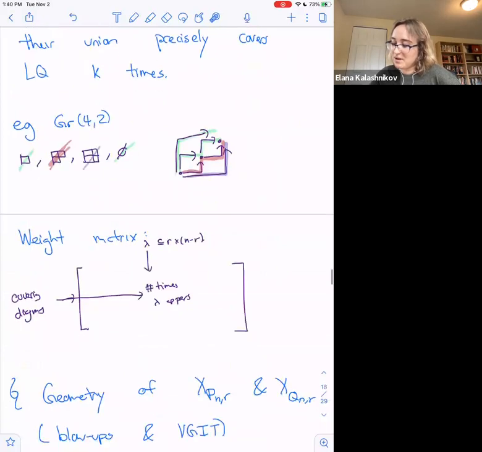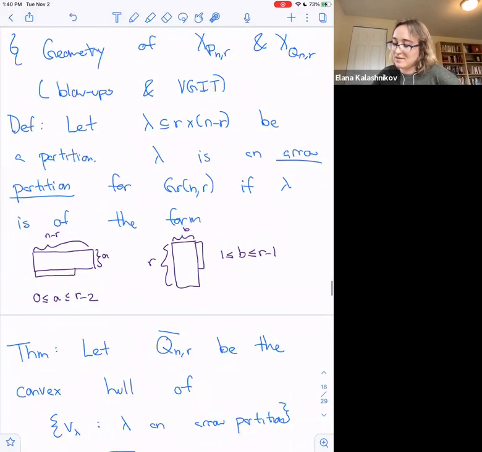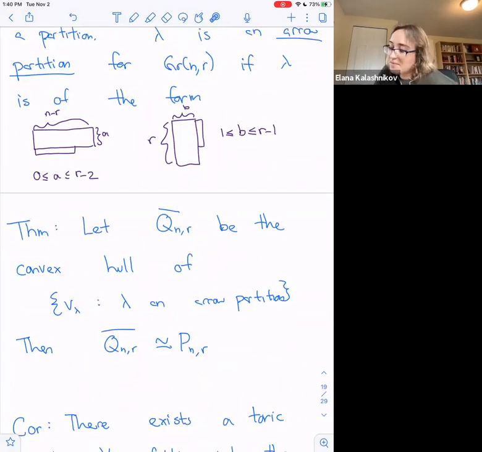And so the theorem, which is why they are special, says the following. Let Q_{n,r} bar be the convex hull of the lambda when lambda is an arrow partition. So you look at all of Q_{n,r} and you forget all of the vertices which aren't indexed by arrow partitions, and what you get left is exactly isomorphic to the Gelfand-Tsetlin polytope. So this tells you something about how the toric varieties associated to each of these polytopes are related, which I'm going to describe in a picture.